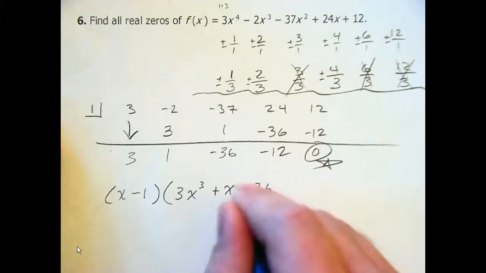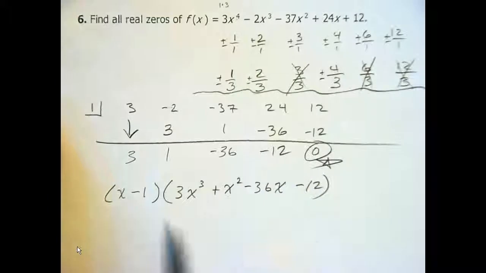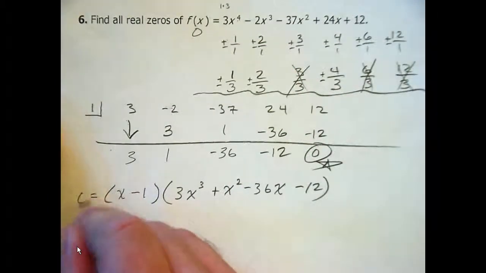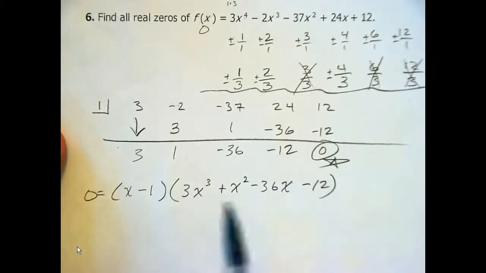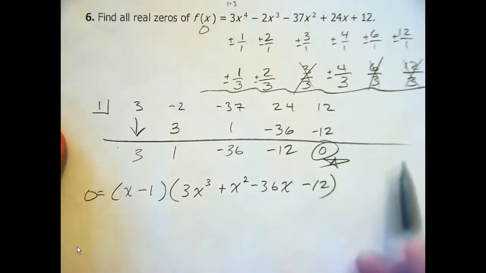Now, here's the bad news. When you get a cubic here, and by the way, f of x we made 0, when you get a cubic here, that means you have to go through this process all over again. That's the bad news. The good news is you only have to do that if none of your other strategies work. So you can try the thing.